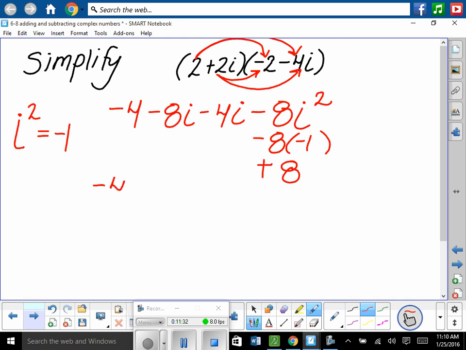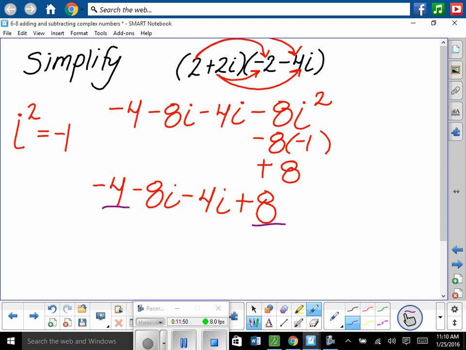Okay, awesome. So I'm going to rewrite this. We have -4 minus 8i minus 4i plus 8. And now we're simply combining like terms. So real parts with real parts, imaginary parts with imaginary parts. What's -4 plus 8?